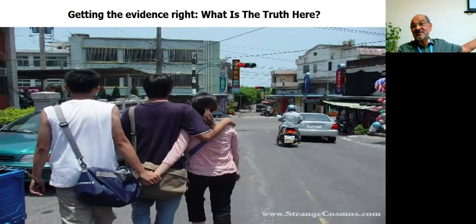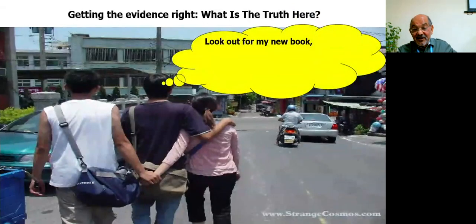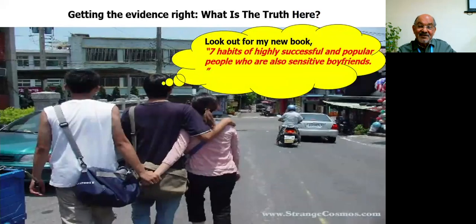Okay, just imagine you've seen this. It's emblazoned in your brain. Now, just imagine you were coming from the traffic light towards them, not having seen this. What would you have thought? You probably would have thought what the guy in the center is thinking. He's writing a book about it. It says 7 habits of highly successful and popular people who are also very sensitive boyfriends.